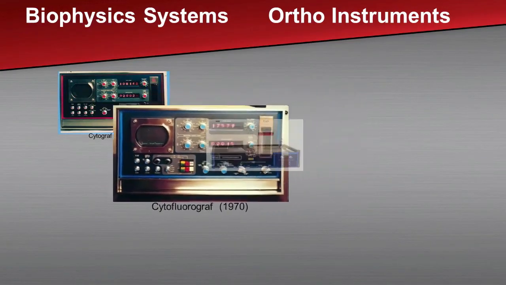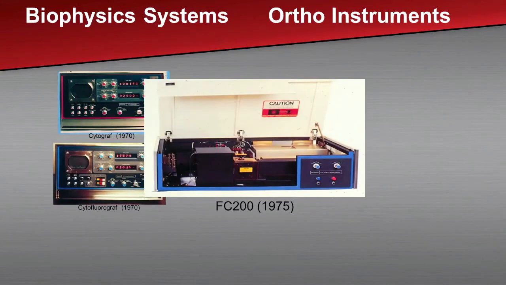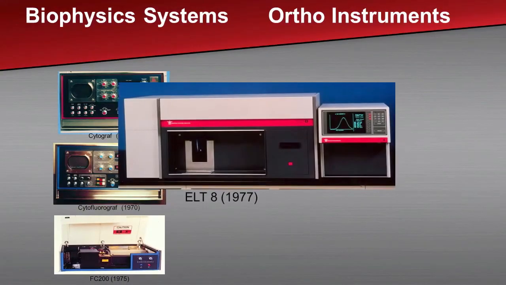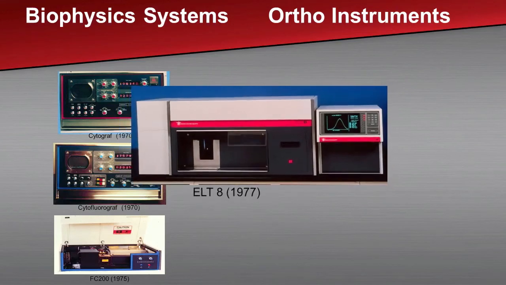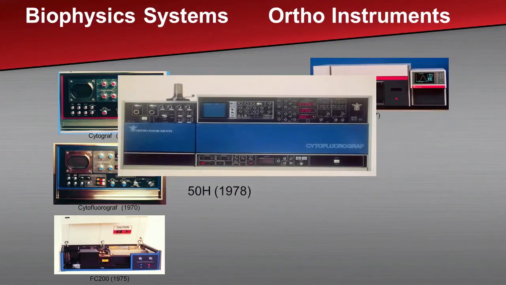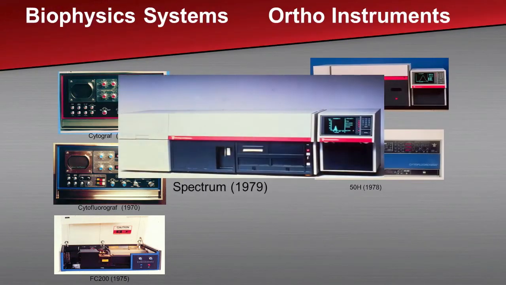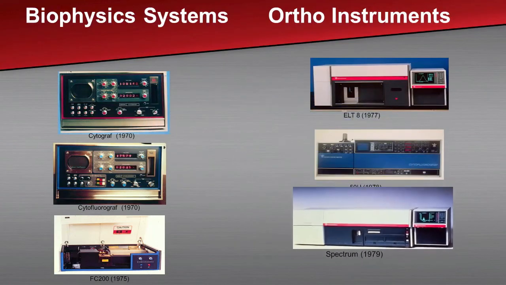The FC200, with an improved optical design, was launched in 1975. Ortho Instruments introduced the ELT8 flow cytometer in 1977, targeted toward clinical hematology. The 50H, a research flow cytometer, followed in 1978. The Spectrum, designed for T-cell subset counting, was launched in 1979.